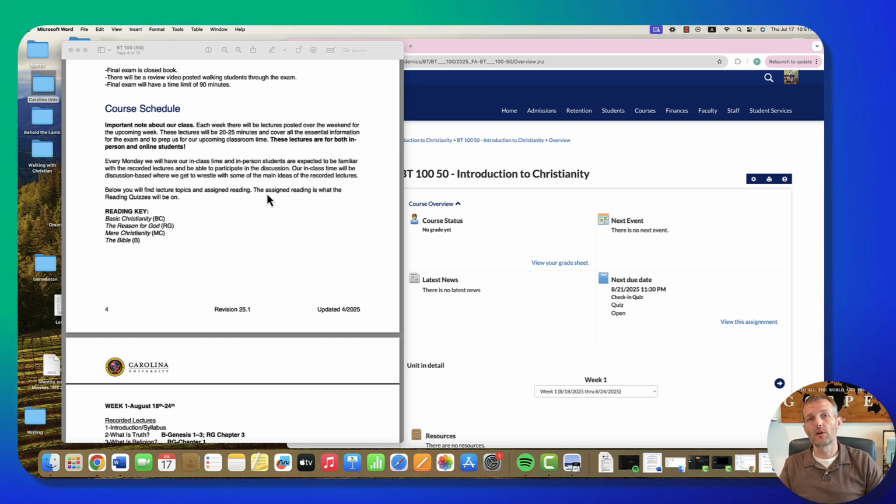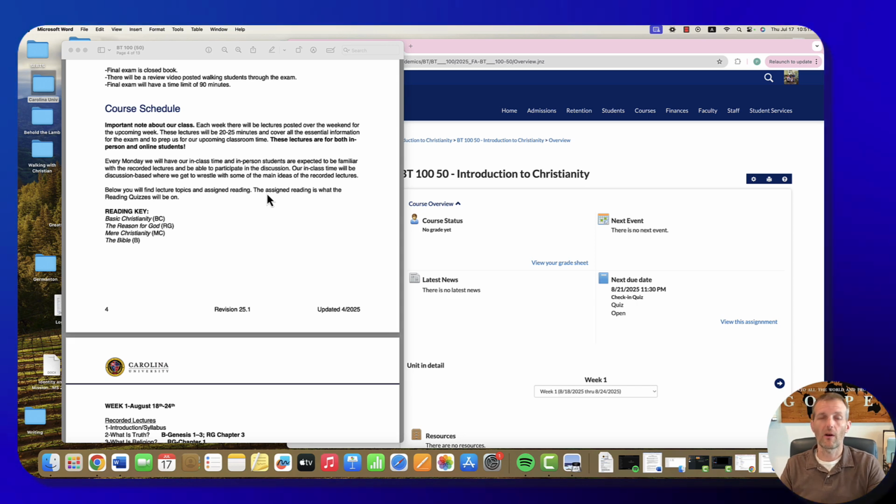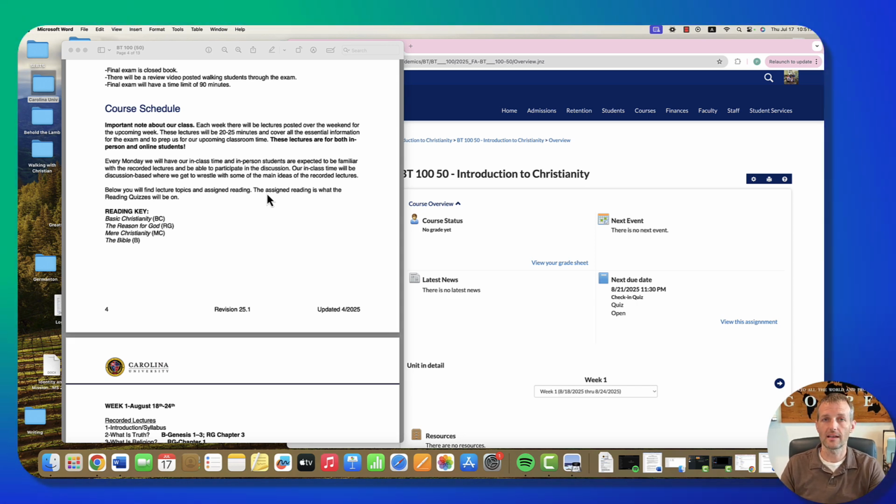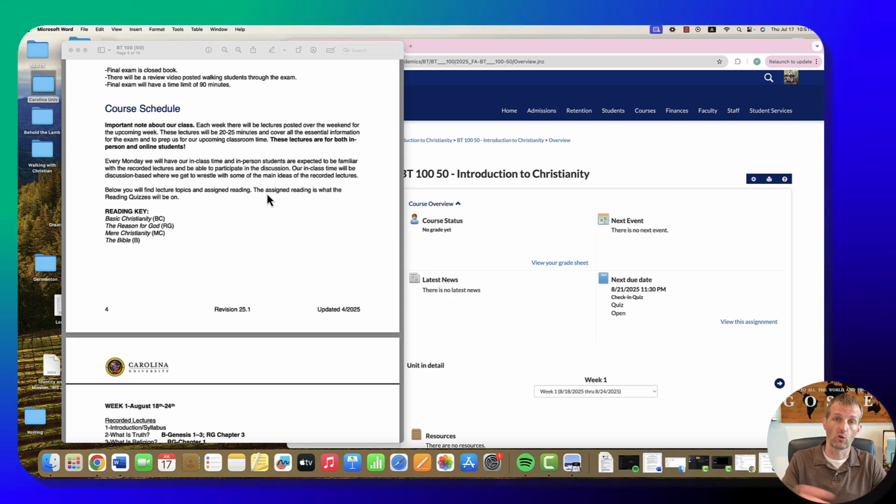Now, the difference for in-person students, for hybrid students, you have to come to class on those Mondays. If you don't, then your grade is going to be severely reduced, and then eventually if you miss too many classes, then you're going to fail the class.